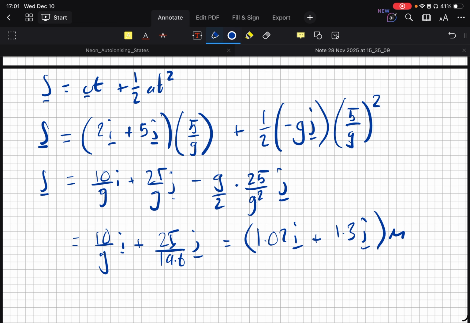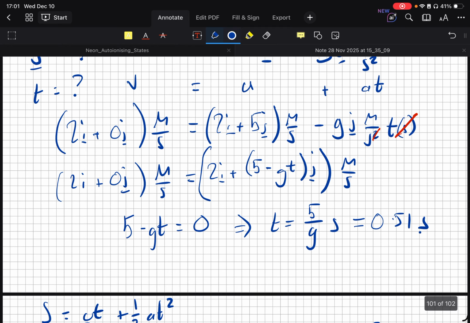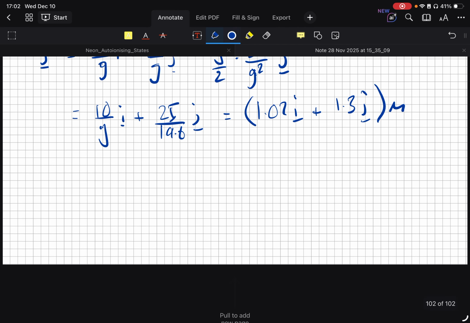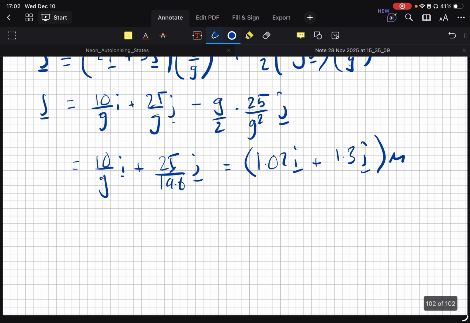Remember what we were doing here: we were finding the time at which it reaches its maximum height. So going back to our diagram, we found the displacement of the ball. Our ball started here, so think of this as our origin. At this specific time, we have found that the displacement is given by this expression: 1.02i, so nearly 1i plus 1.3j. So the question asks us what the maximum height was.